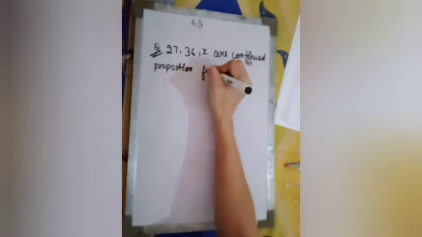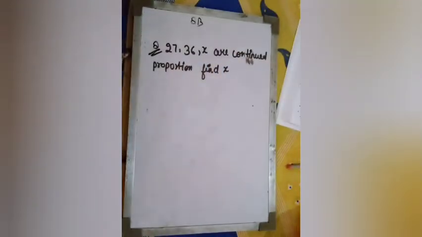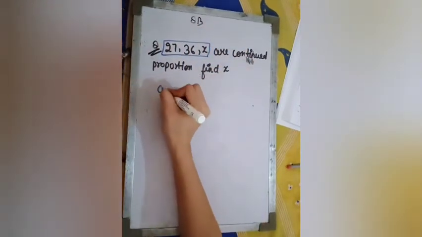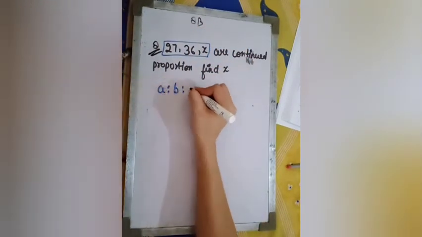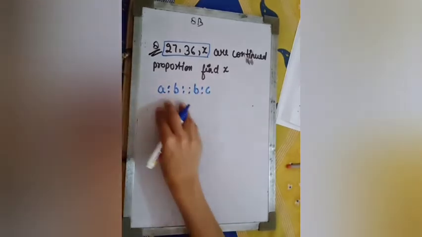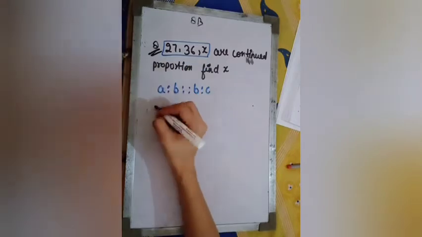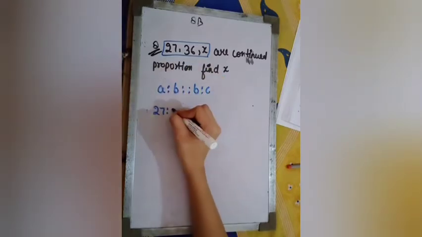Proportion, find x. We have to find the value of x. How can we find it? Now see, in this proportion only 3 numbers are given, and when 3 numbers are given, we get this kind of proportion: A is to B is in proportion with B is to C.